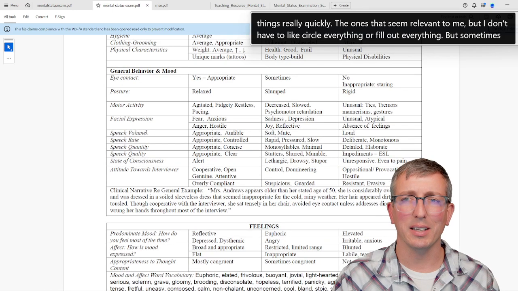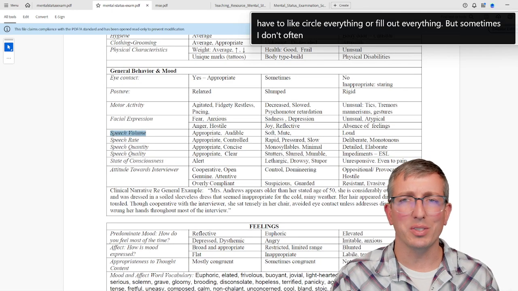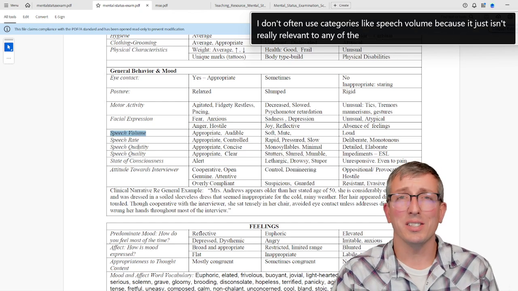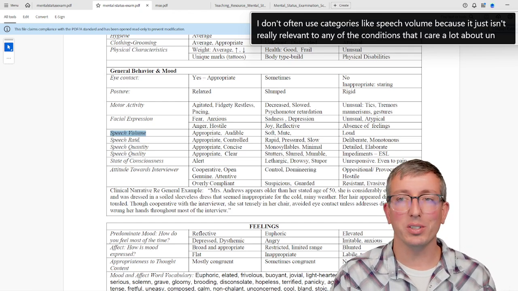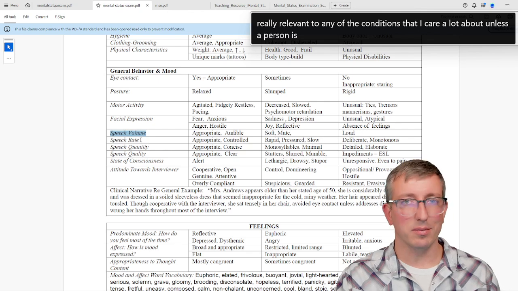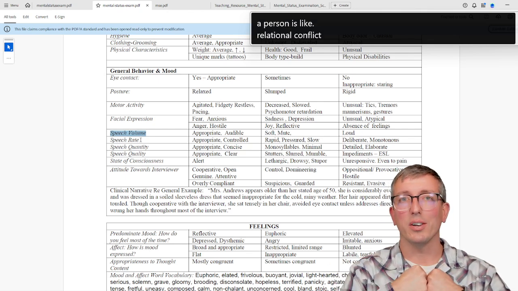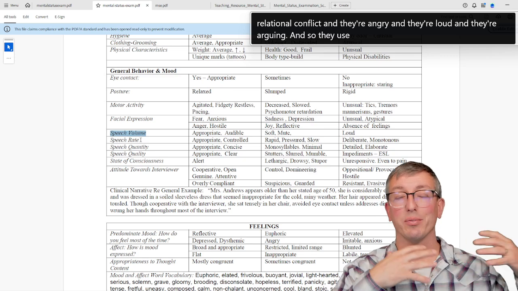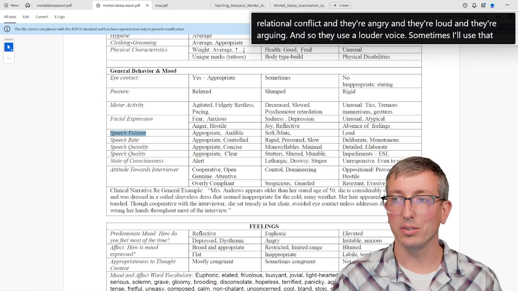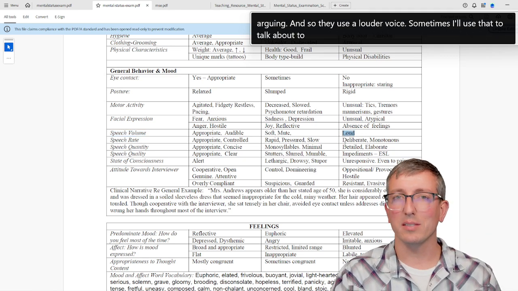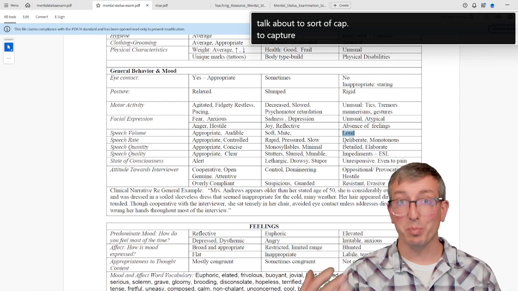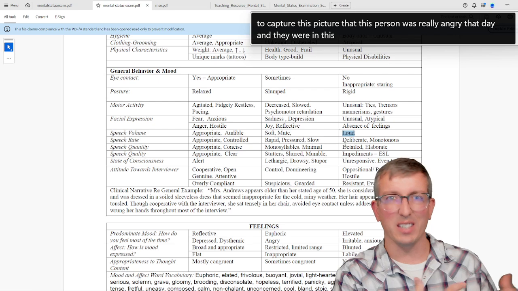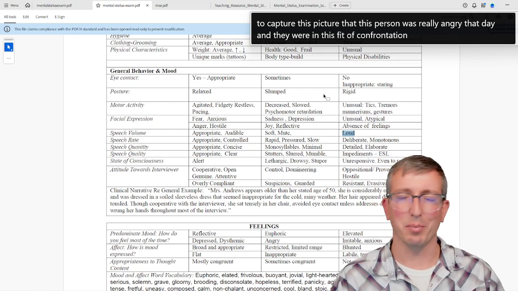Sometimes I don't often use categories like speech volume because it just isn't really relevant to any of the conditions that I care a lot about, unless a person is in relational conflict and they're angry and loud and arguing. And so they use a louder voice. Sometimes I'll use that to capture the picture that this person was really angry that day and they were in a fit of confrontation or something like that.